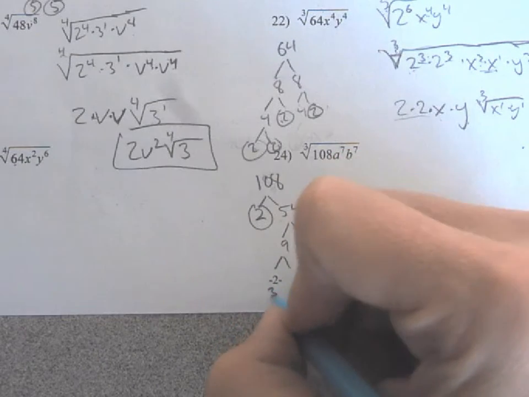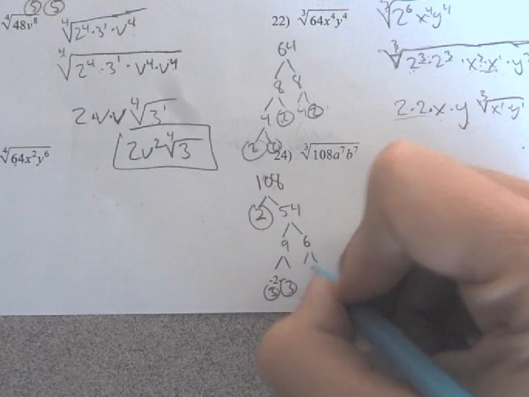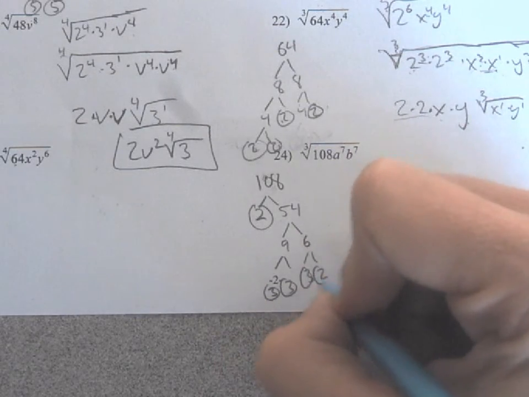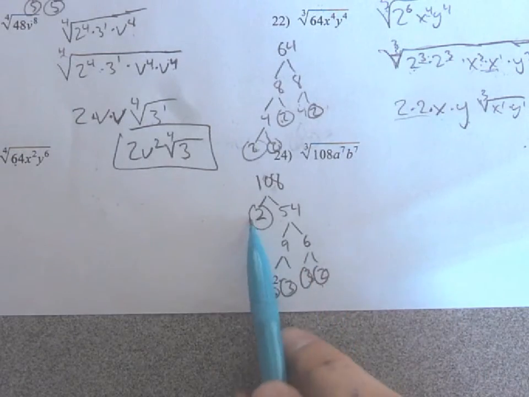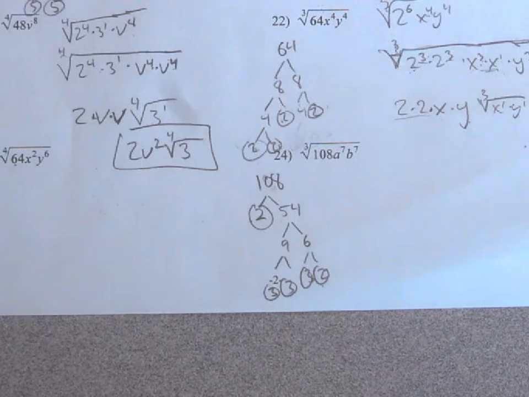And 9 is 3 times 3. And 6 is 3 times 2. So I got a 2 and a 2 and a 3 and a 3 and a 3. And you might be wondering, like, why is it always 2s and 3s? Well, that's a good question. It's a lot of times 2s and 3s and 5s.